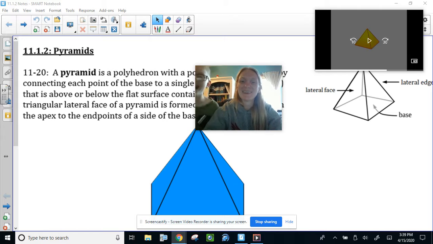And so we are going to be working with pyramids and looking at what they do and how we come up with the surface area for them. So without much further ado, let's go ahead and get started. We're going to talk a little bit about some vocabulary and we'll get going.